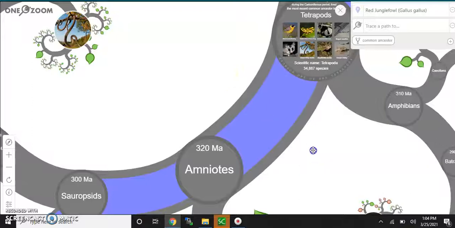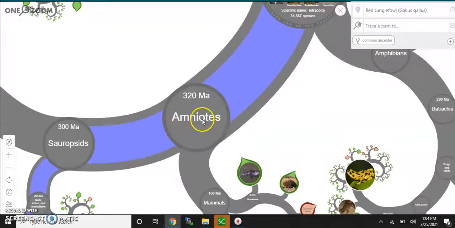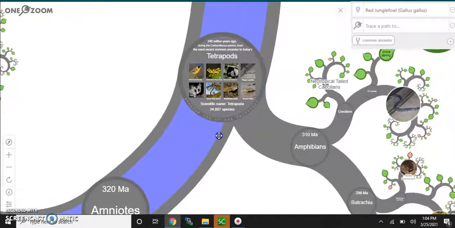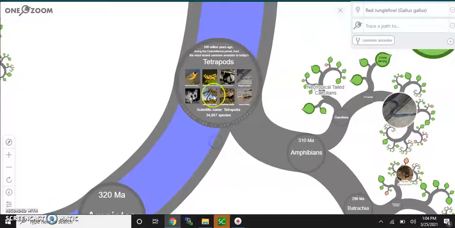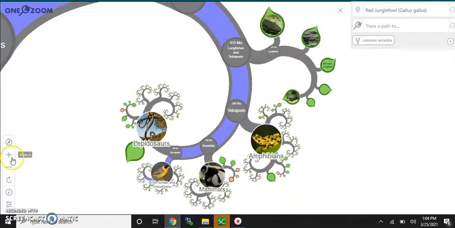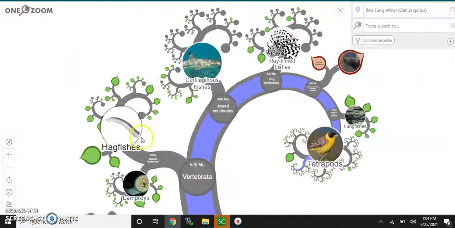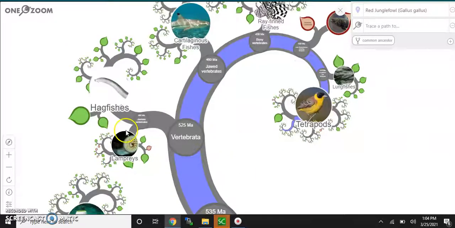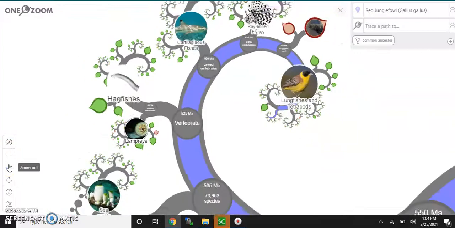Amniotes. I wrote that one down. That would be the common ancestor to everything with amniotic sacs. Tetrapods was another one I paid attention to, wrote down, and zoom out more. Vertebrata is another one I wrote down and paid attention to, and that should pretty much get you also animals.